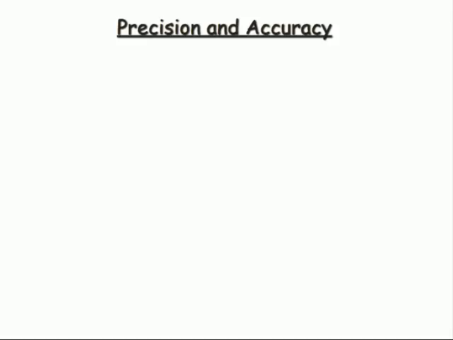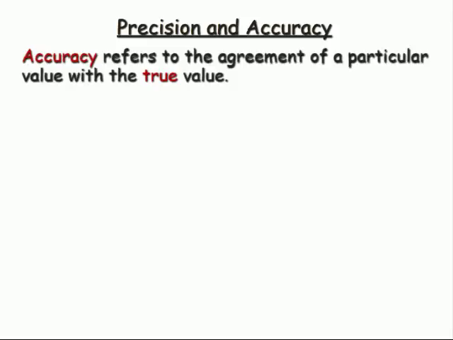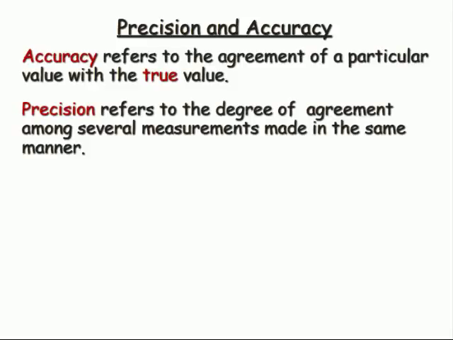To describe that, we're going to use two terms, precision and accuracy. Accuracy refers to the agreement of a particular value with the true value. In order to assess accuracy, you will need access to the actual value, the true value. But what you're doing is comparing your value to that true or known value.